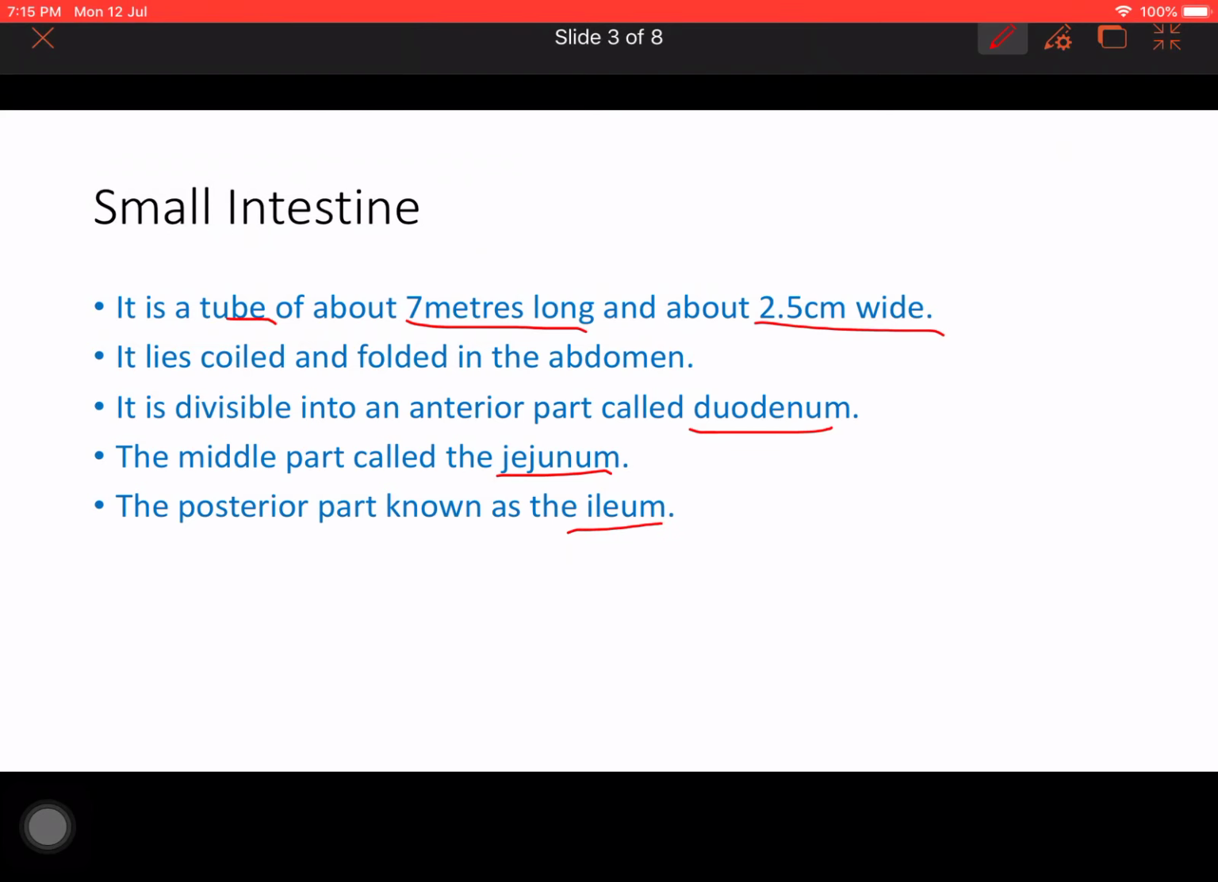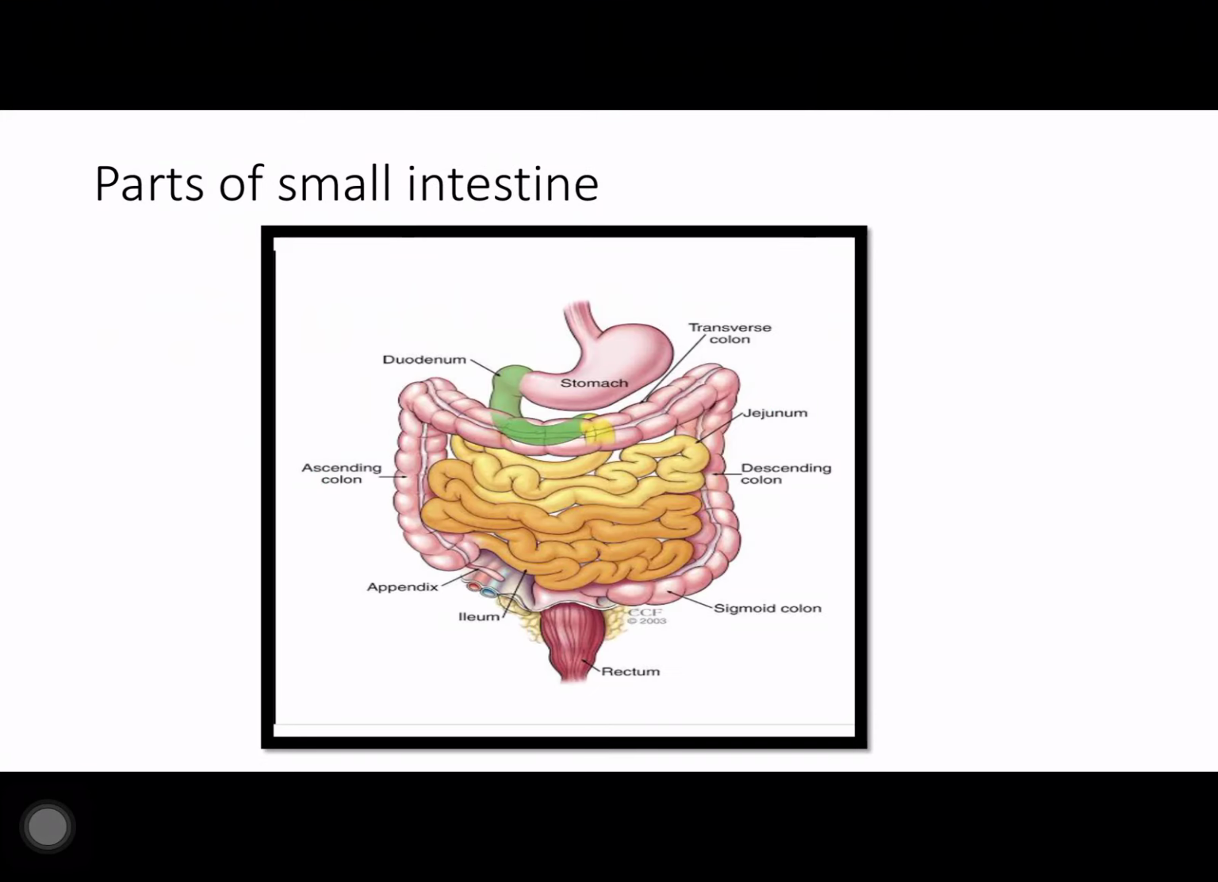Okay, so it is a coiled tube-like structure which is folded inside the abdomen, and it is 7 meters long and 2.5 centimeters wide, and it is divided into 3 main parts, that is duodenum, jejunum and ileum. Now let us move on to the next part where we have the diagram of the small intestine.